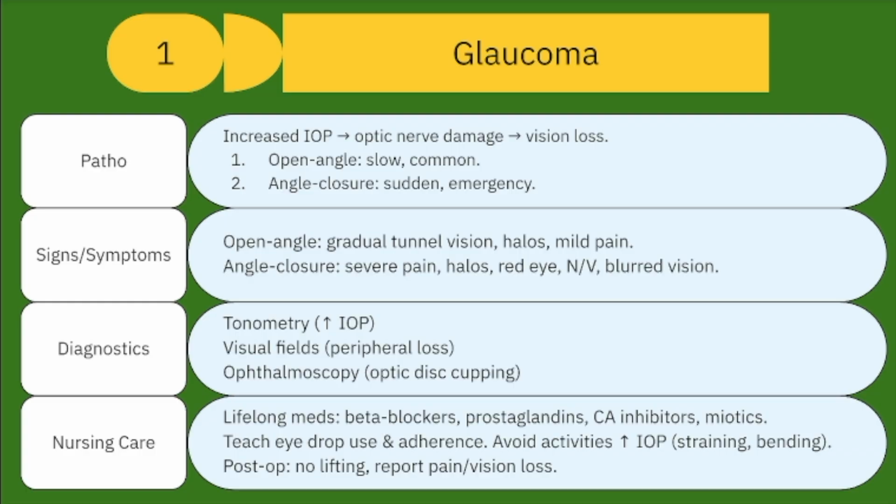So, first, what is glaucoma? This is when there's too much pressure in the eye, and that pressure slowly kills the optic nerves. So, there's two things you want to look out for: open angle glaucoma, which is the sneaky one, the one that results in gradual tunnel vision, halos, and mild pain, and then angle closure. This one is the sudden medical emergency. This results in severe pain, halos, red eyes, nausea, vomiting, and blurred vision.